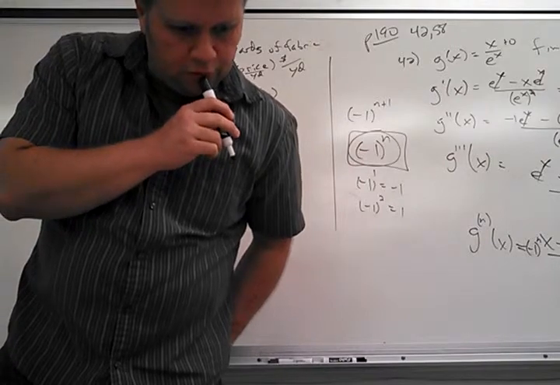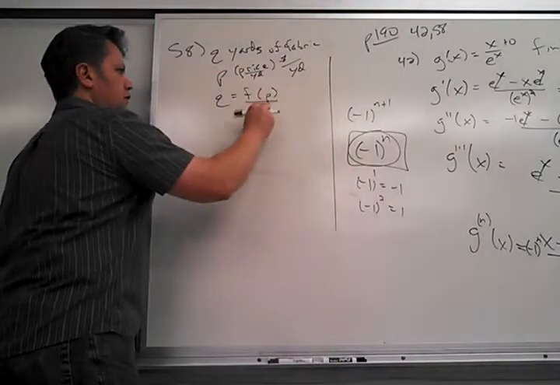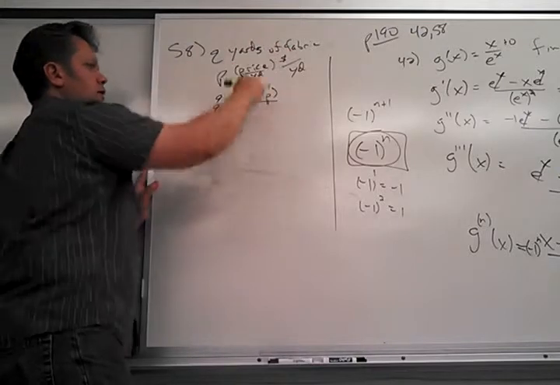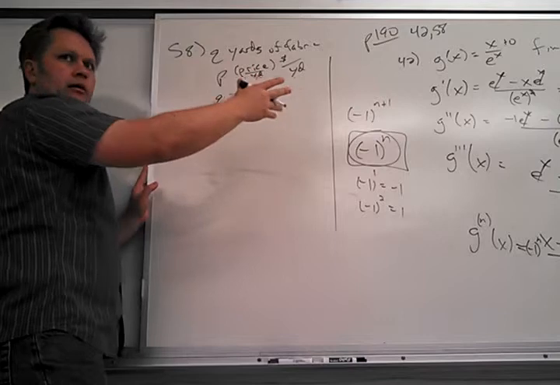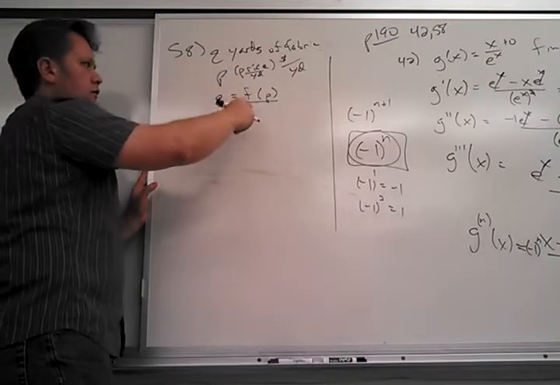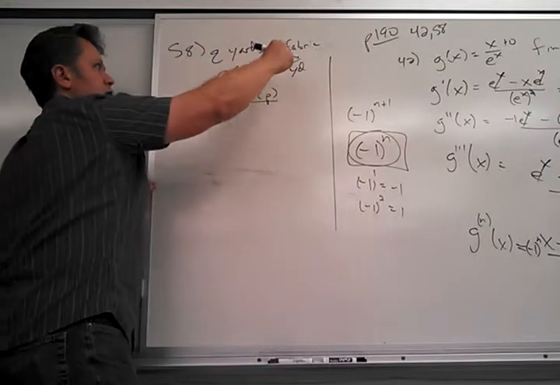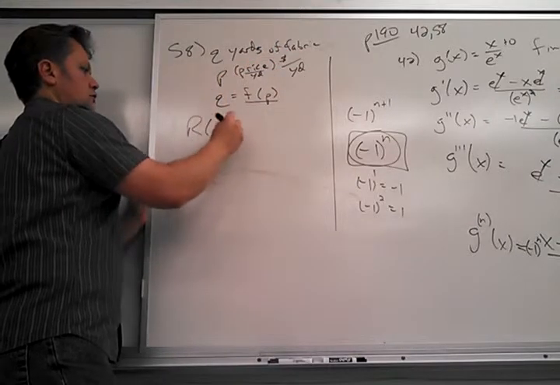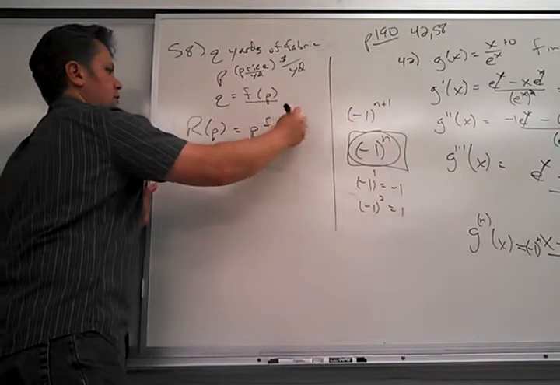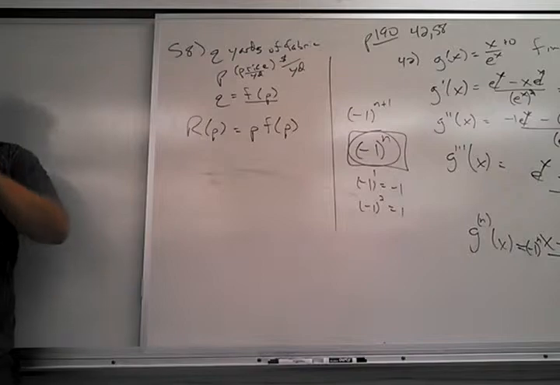Total revenue earned. So if this is the amount of yards, the yards of fabric you're selling, how would you figure out how much money you actually make? You multiply the yards you're selling by the price per yard. Right? So the revenue function for this would be P times F of P. Okay, so that's the setup for this problem.